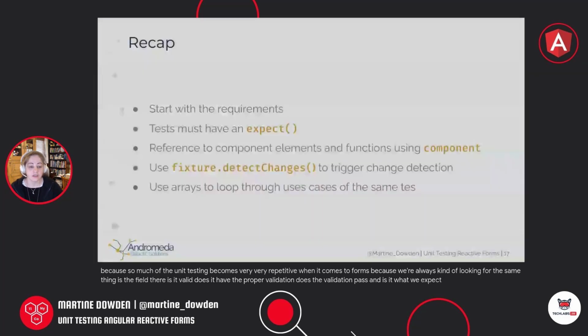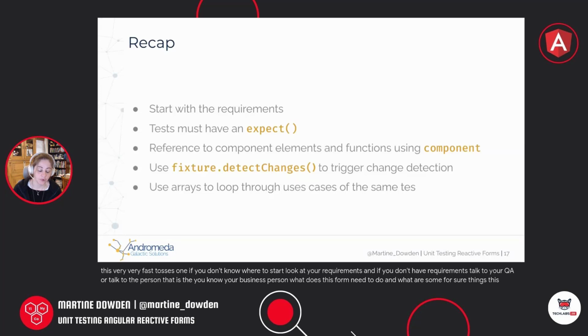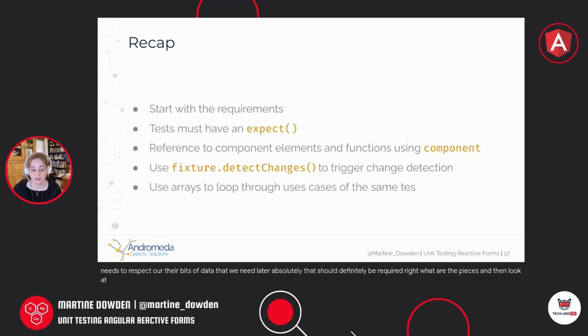And is it what we expect? So what did we look at in this very, very fast toss? If you don't know where to start, look at your requirements. And if you don't have requirements, talk to your QA or to your business person. What does this form need to do? And what are some for sure things this form needs to respect? Are there bits of data that we need later? Absolutely, that should definitely be required, right? What are the pieces? And then look at places where there's likely to be bugs, and regex are a great place to start looking at that. Dates, especially when you consider JavaScript dates, are also a great place to look.